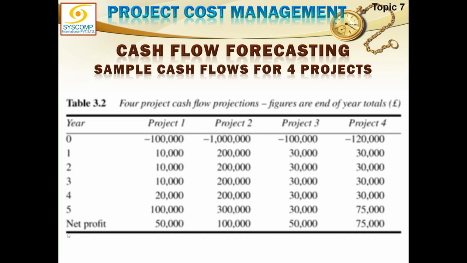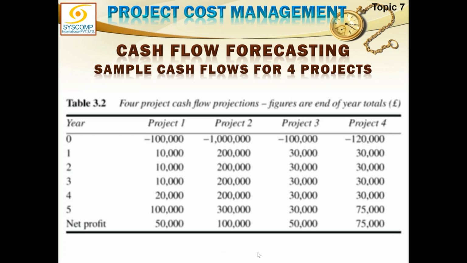So, if I only look at the figures of the net profit, what do I see? I see the highest figure against project 2. It seems that project 2 is the best option. Project 1 and project 3 look like they are similar. They have got same net profit. And project 4 is second highest, 75,000. Do you agree with this assessment of net profit that project 2 is the best project?